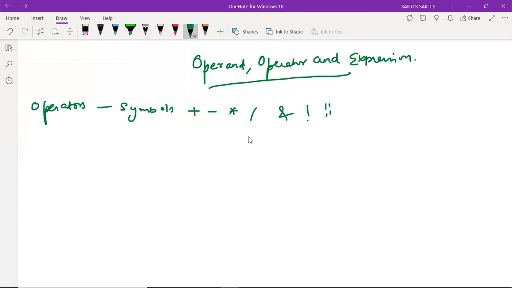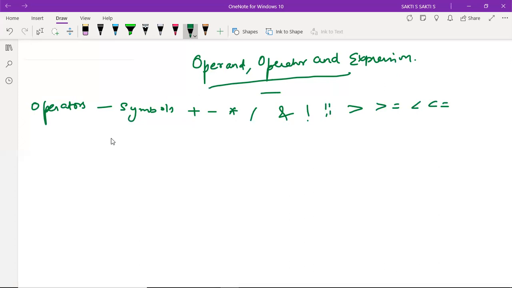So these are all the arithmetic operators. Then you will have the logical operators. Then you can also have the comparison operators like greater than, greater than or equal to, less than or equal to, like that. Many different symbols are there. On the whole, all these are called operators. So operators are symbols that we use to perform specific computation.